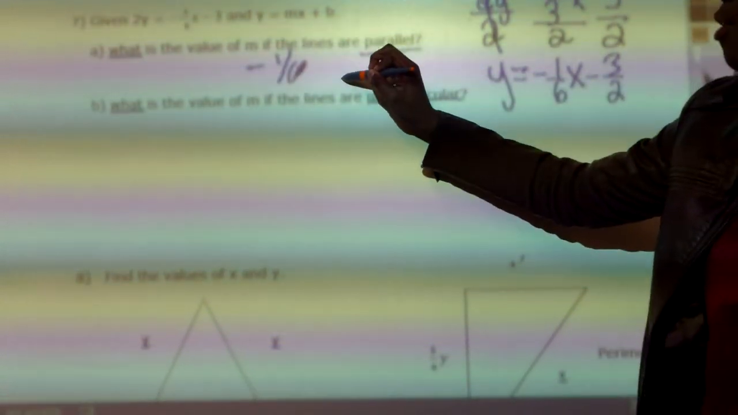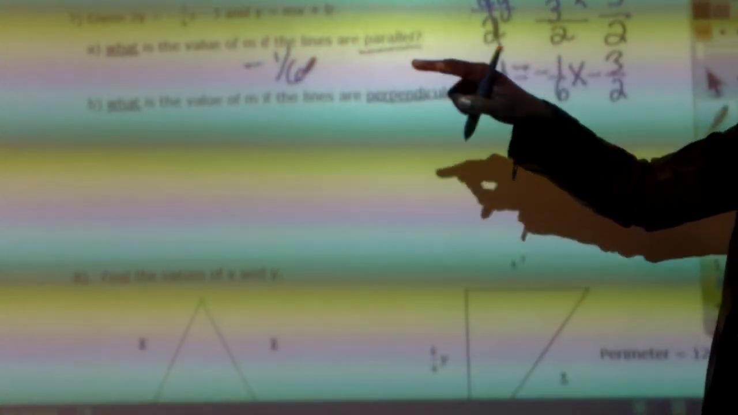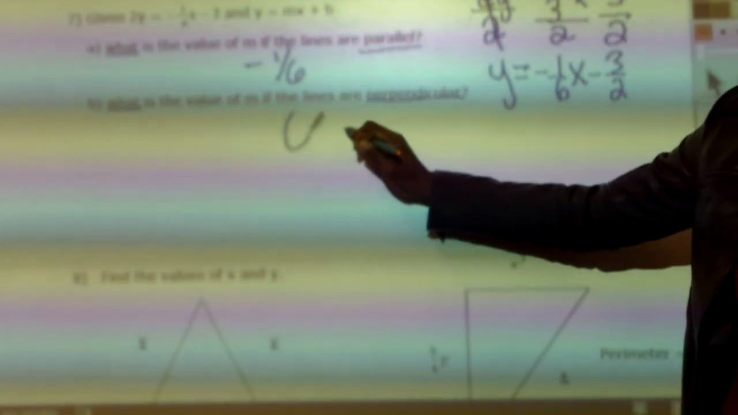And so parallel means what? Same slope, so we're keeping the same slope of negative 1/6. What does perpendicular mean? We have to do the slope reciprocal and flip the sign, so this is going to be a positive 6. Flip it and change it. Everybody got that?